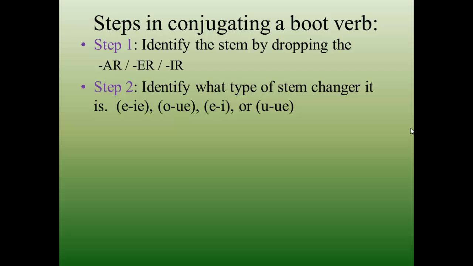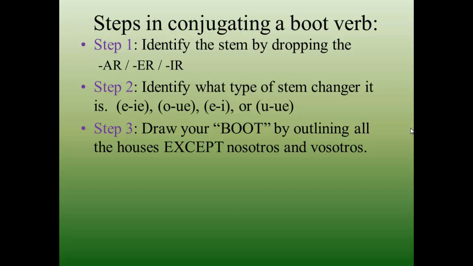You don't have to worry about all the different types of stem changers right now because we're only going to be focusing on E to IE. So for this presentation and for today's lesson, you're only going to be talking about E to IE stem changers. Step 3, you're going to draw your boot by outlining all of the houses except the nosotros and the vosotros form.